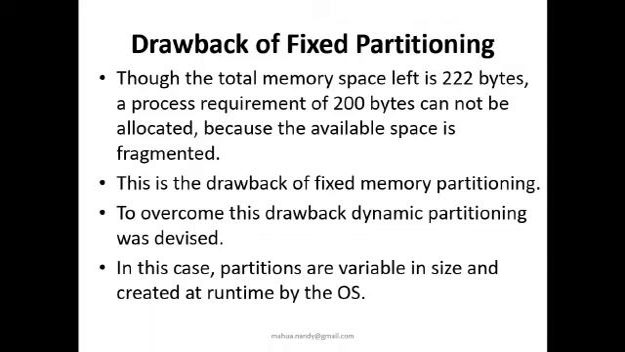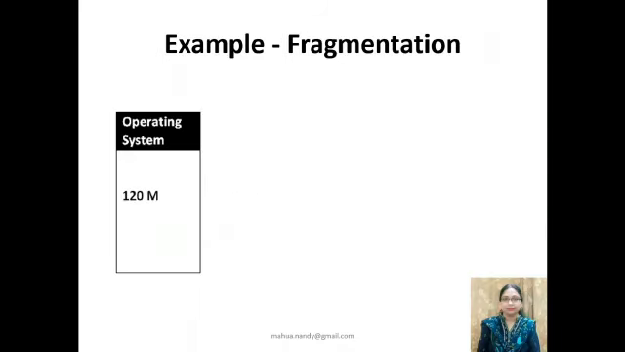Instead of having static partitions, the memory partition will be allocated to a process dynamically. In other words, the number and size of partitions are not fixed at the time of system generation. They are variable and are created at runtime by the operating system itself. Again, we are considering one example. Let us understand dynamic partitioning with this example. The operating system is allocated to this part of the memory and a total of 120 M hole is available initially.